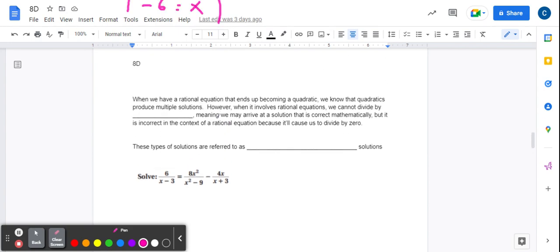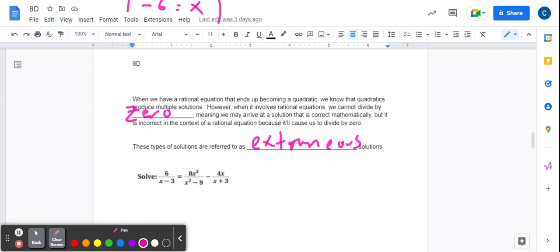Okay, second part of 8D here. If we have a rational equation that ends up becoming a quadratic, quadratics, we know they make multiple solutions. There's usually 2 solutions. When it involves rational equations, we cannot divide by 0, obviously, meaning we may arrive at a solution that is correct mathematically, but it's incorrect in the context of a rational equation. It'll cause us to divide by 0, and these are called extraneous solutions. So an extraneous solution is one that, when we solve for it, mathematically fits, but if we were to plug it back into the equation, it wouldn't fit.